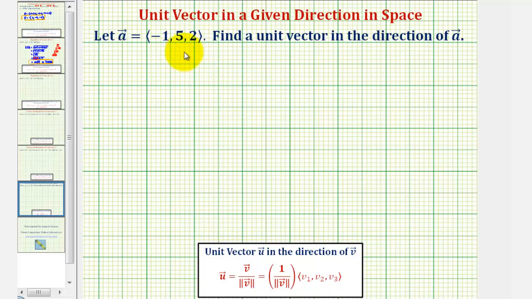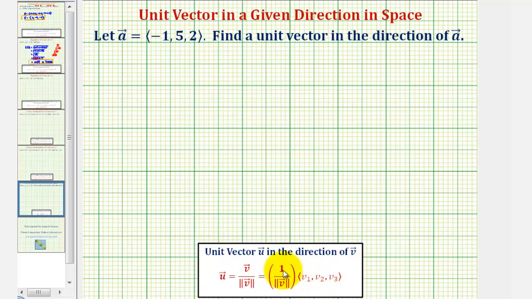We're given vector A in component form and asked to find a unit vector in the direction of vector A. To find the unit vector in the direction of a vector v, we first find the magnitude of vector v, and then the unit vector in the direction of vector v is equal to vector v divided by the magnitude of the vector, which is equivalent to multiplying each component of the vector by 1 over the magnitude.